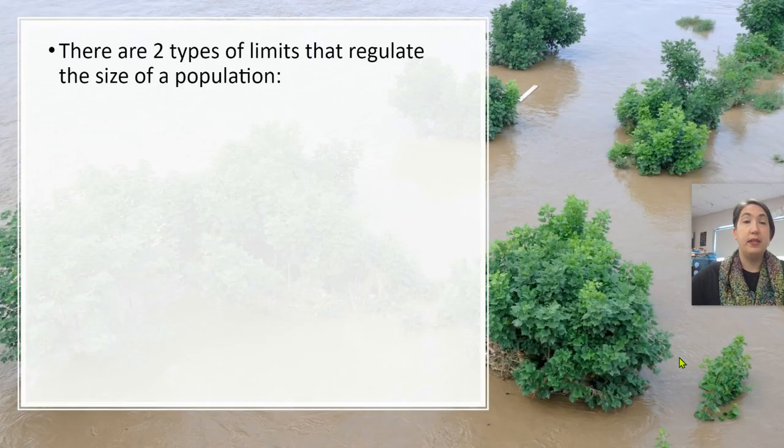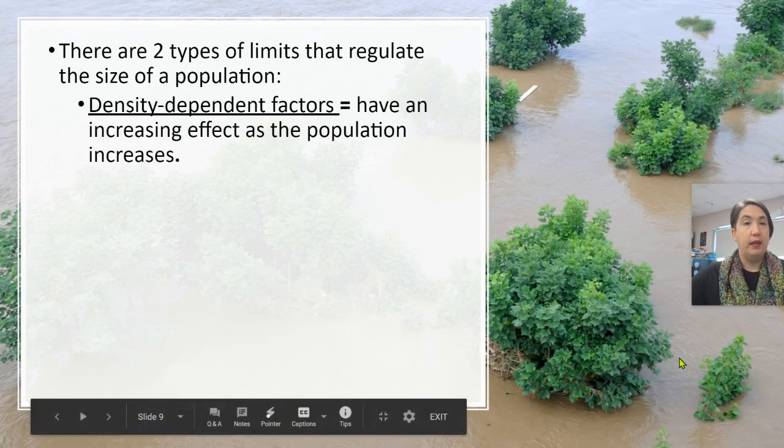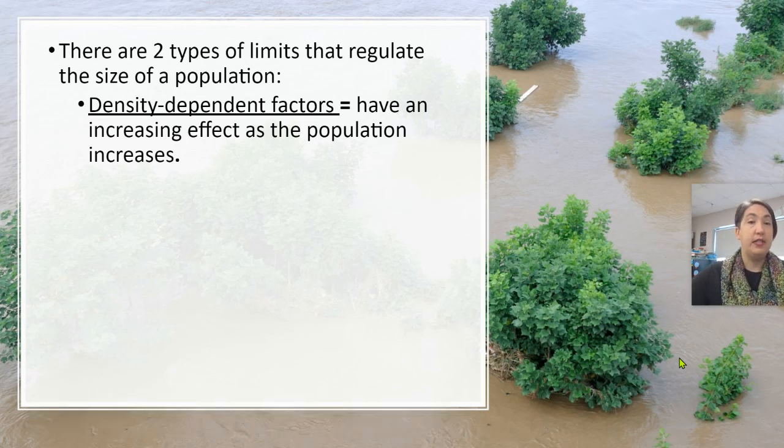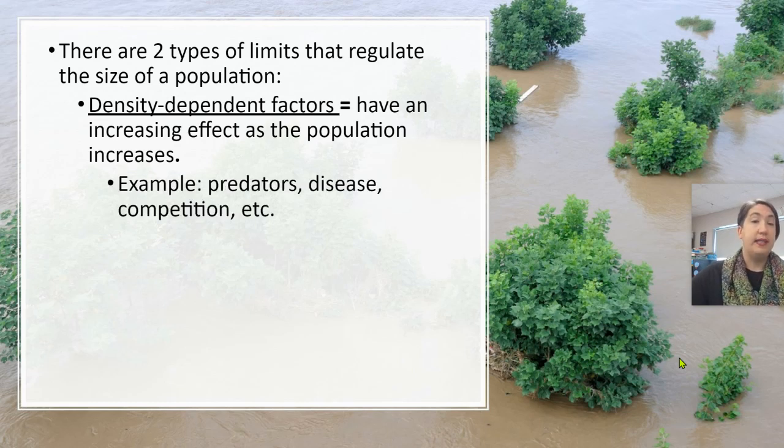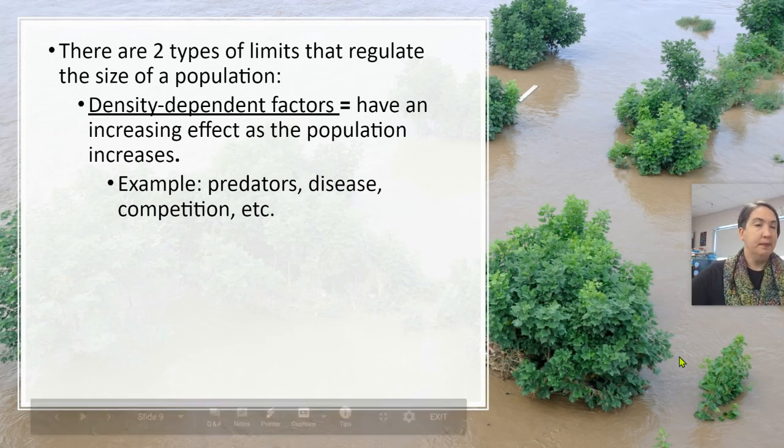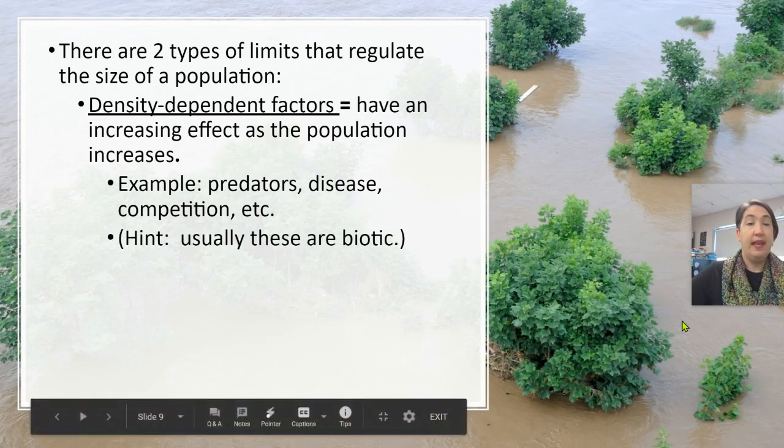There are two types of limits that regulate the size of a population. The first type are called density-dependent factors, and they have an increasing effect as the population increases. That means that the effect is compounded. So examples of density-dependent factors: predators, disease, competition, etc. Hint, these are usually biotic factors. Density-dependent factors tend to be things that are biotic, living.